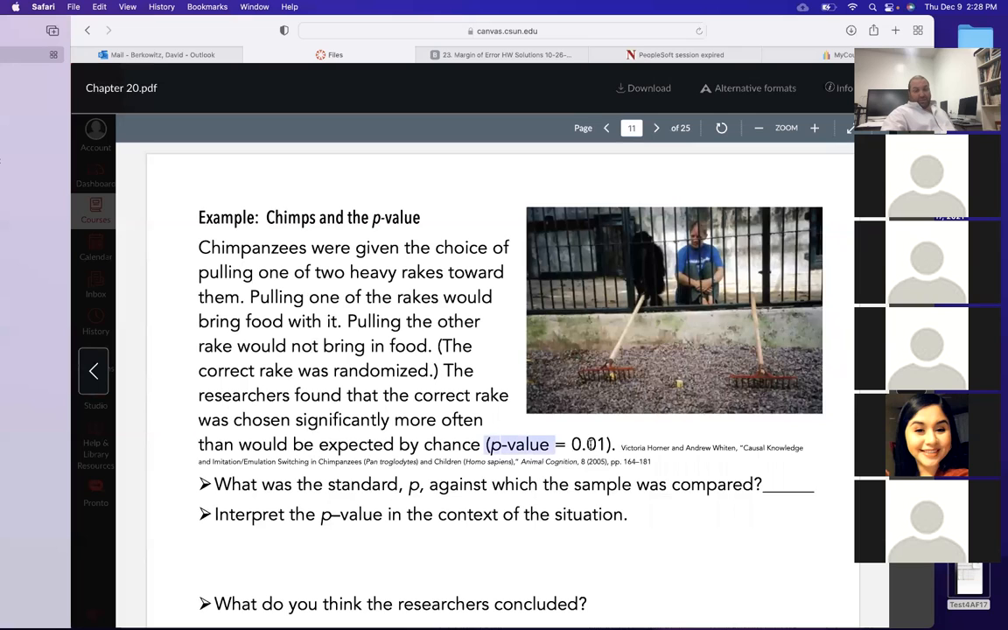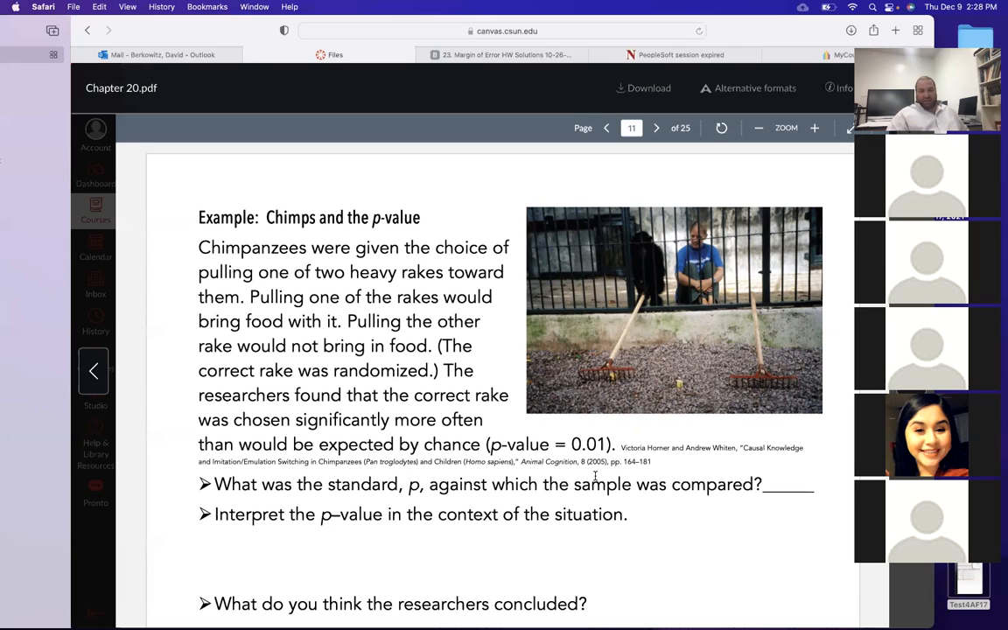What's the p-value? The p-value is the likelihood of getting the result that you actually got, or something even more extreme than that. And if it's really small, usually less than 5%, in this case it's 0.01, which is less than 5%, then we reject the null hypothesis. If the p-value is low, the null must go.